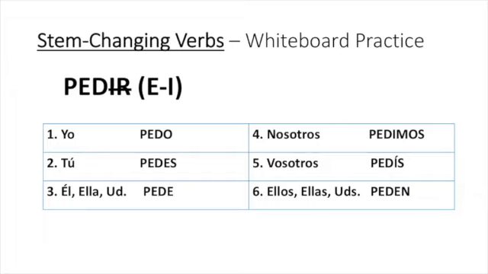As you can probably guess, the nosotros and vosotros are good to go. They're totally cool, nothing wrong there. We can leave those alone because they are not inside the boot. Everywhere else, though, we need to change our E to just an I.